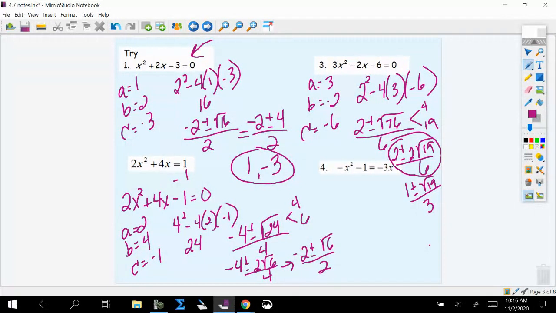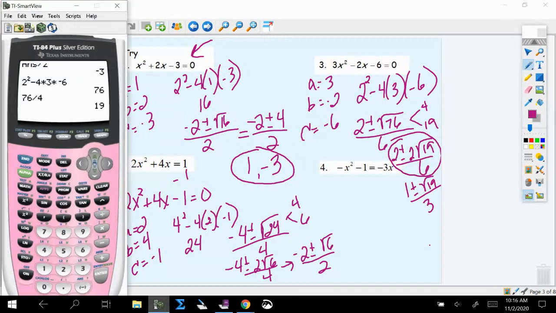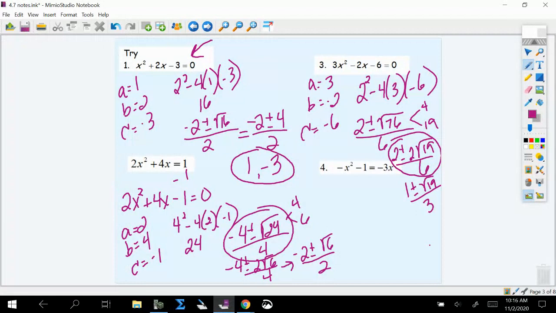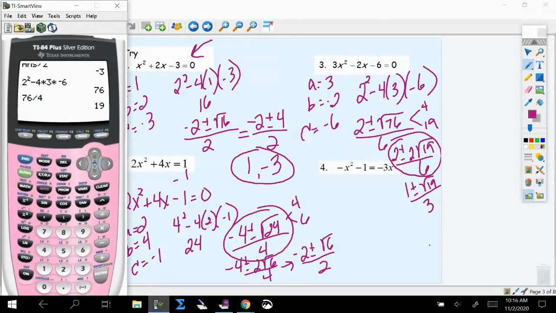Or if it's a decimal one, you will save yourself some time if it allows you to give decimal answers. You can actually go back to here and type it in your calculator. So I want to show you this too, just so you know your options. You're going to put the entire numerator in parentheses. So you're going to do -4 plus the square root of 24. Close out the parentheses of the numerator, divided by 4.